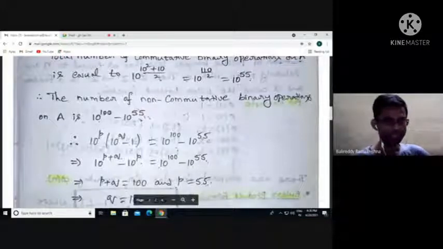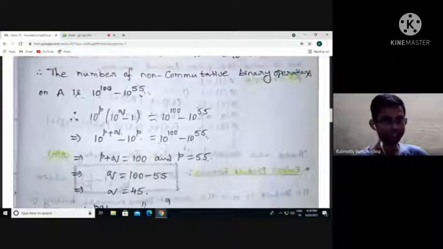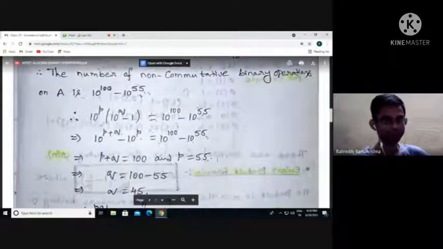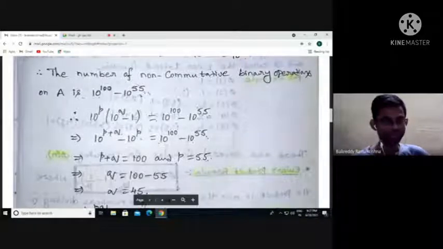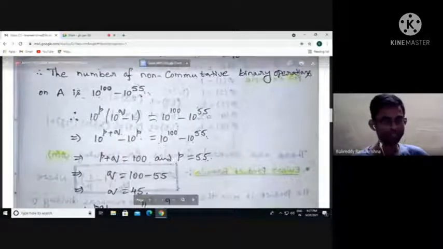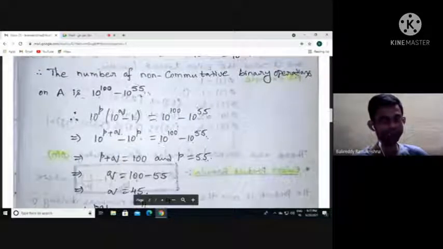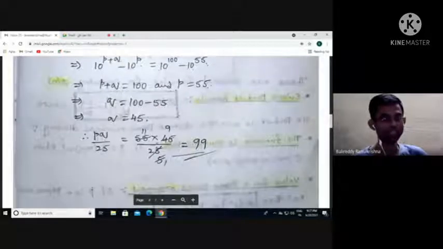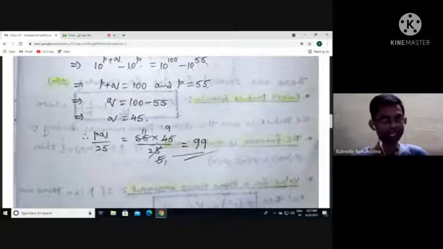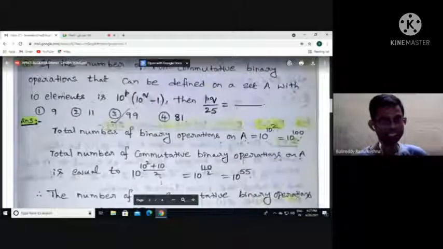Now comparing the powers on both sides, we get p plus q is equal to 100 and p is equal to 55. We have to find the value of pq by 25. First, we have to find the value of q and the value of p. So here we have p is equal to 55. And from this, we get the q value because p plus q is equal to 100. So q is equal to 100 minus 55, which implies q is equal to 45. Therefore, pq by 25, substituting the values of p and q, is 99. So our option number 3 is correct. Is it clear?